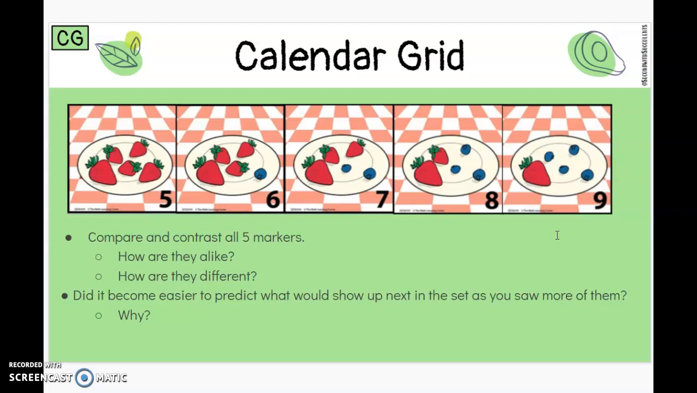Now, did it become easier for you to predict what would show up next in the set as you saw more of our calendar markers? Thumbs up or thumbs down.